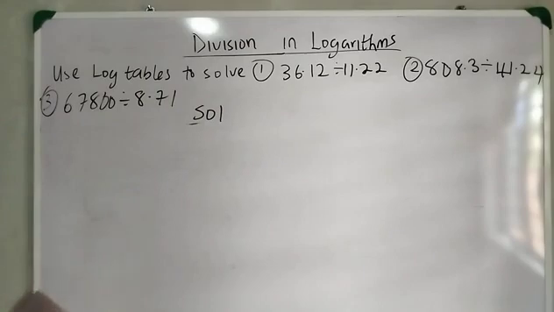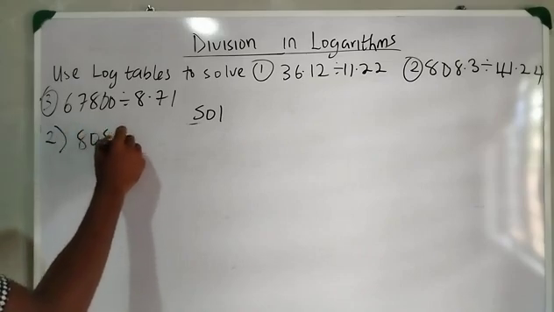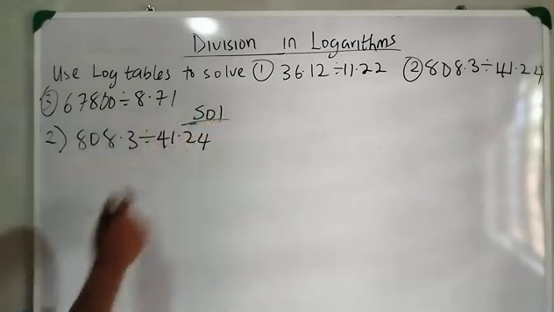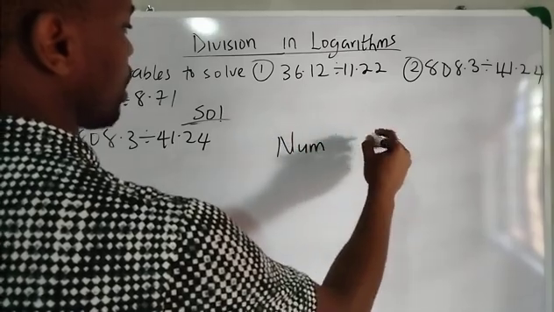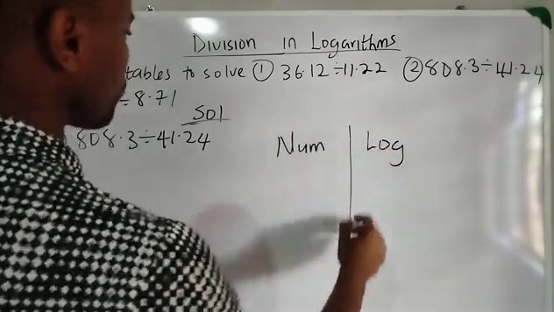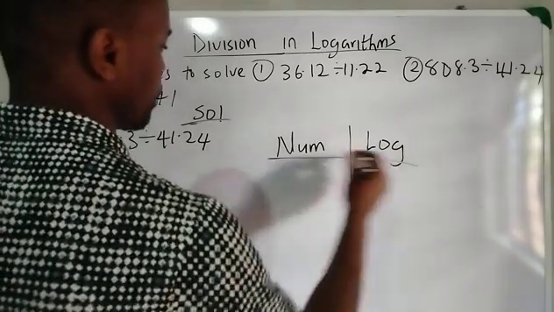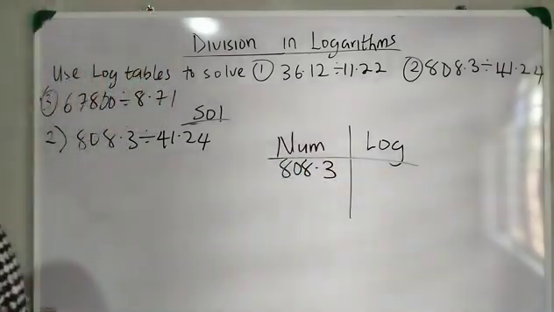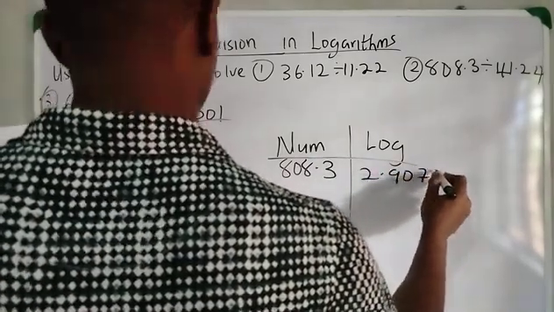Now let's check the second example. Example 2 says 808.3 divided by 41.24. As always, the first step is to draw our number and logarithms table, and then we fill it in with these. 808.3. When we find the logarithm of 808.3, we get 2.9076.